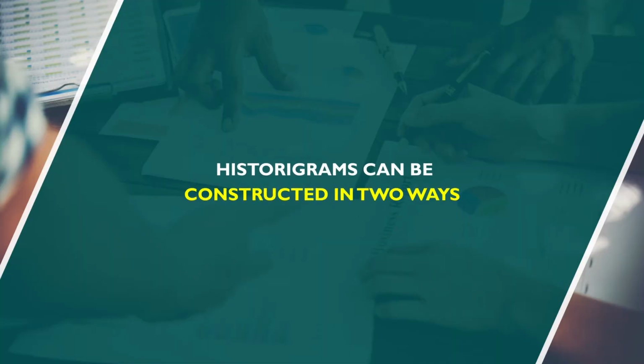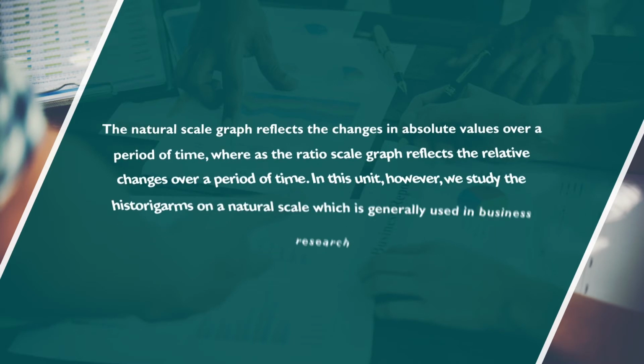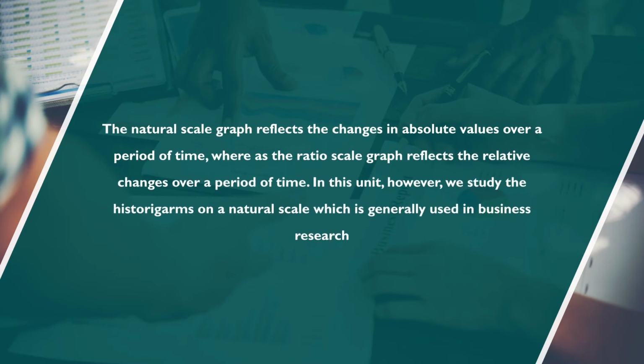So this is the beauty of histograms, and they can be constructed in two ways: on a natural scale, that is an arithmetic scale, and on a ratio scale. In a natural scale, the graph reflects the changes in absolute values over a period of time, whereas a ratio scale graph reflects the relative changes over a period of time. In this presentation, however, we study histograms on a natural scale, which is generally used in business research, because this research methodology paper is for Master of Commerce students, and there is great use in seeing how business trends are changing and how certain new trends are coming up.